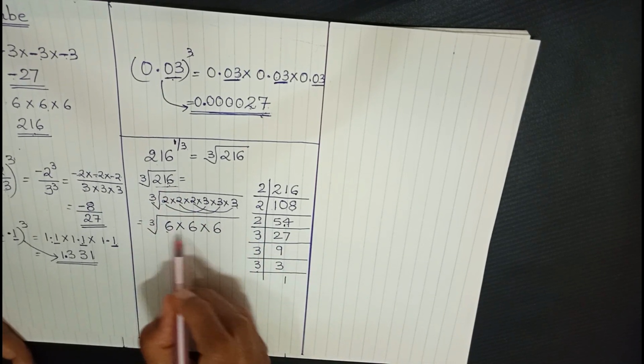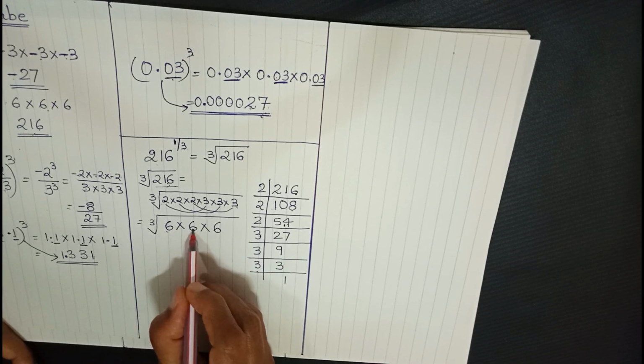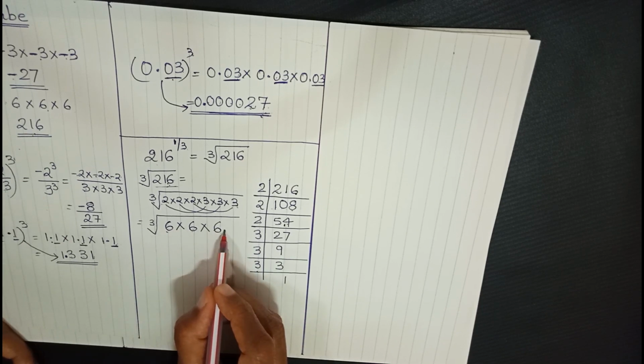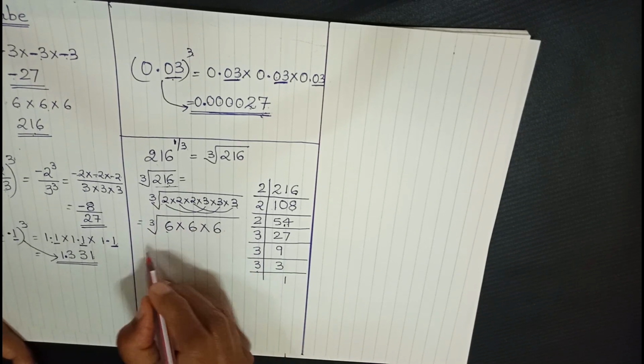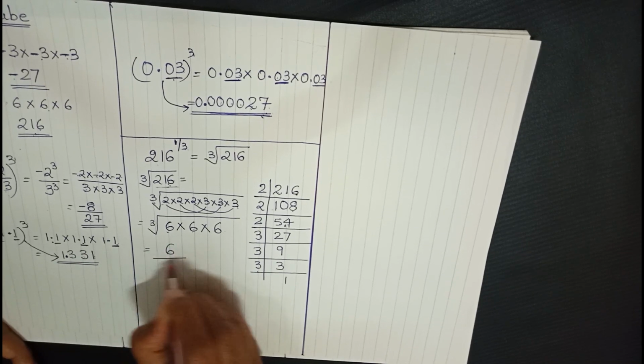216, we divided into 3 parts. Check. 6 6s are 36. 36 into 6 will give me 216. So my cube root is now 6.